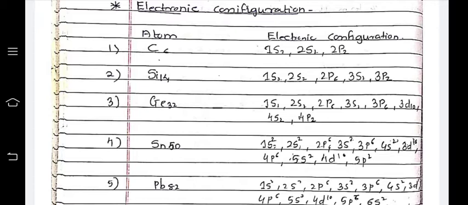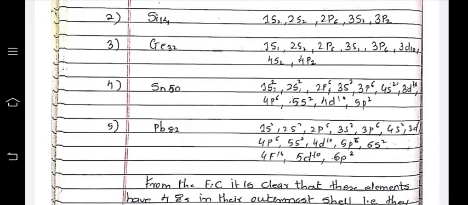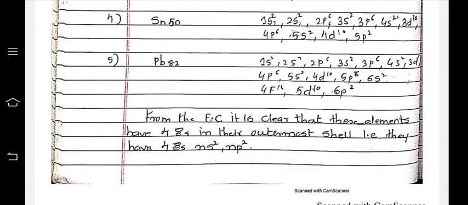The electronic configuration of carbon, atomic number 6, is 1s2 2s2 2p2. Silicon, 14: 1s2 2s2 2p6 3s2 3p2. Germanium, 32: 1s2 2s2 2p6 3s2 3p6 3d10 4s2 4p2. Next, tin, 50: 1s2 2s2 2p6 3s2 3p6 4s2 3d10 4p6 5s2 4d10 5p2. The valence shell p orbitals have only 2 electrons in all the above cases.